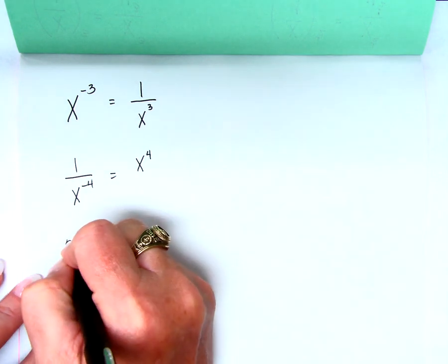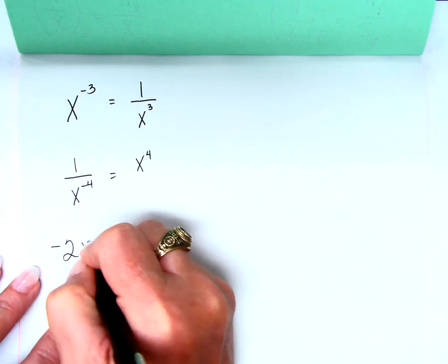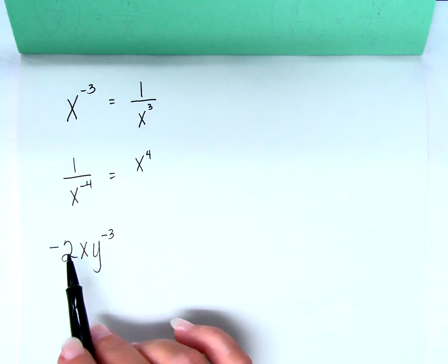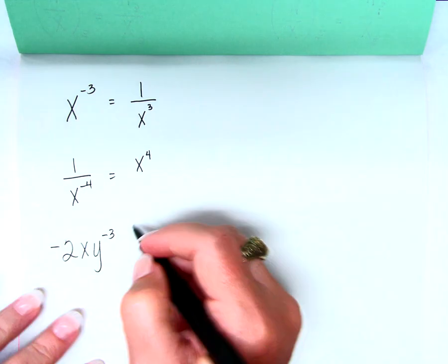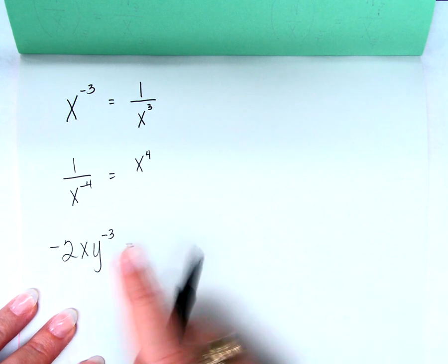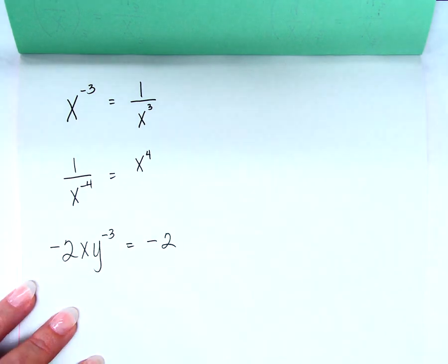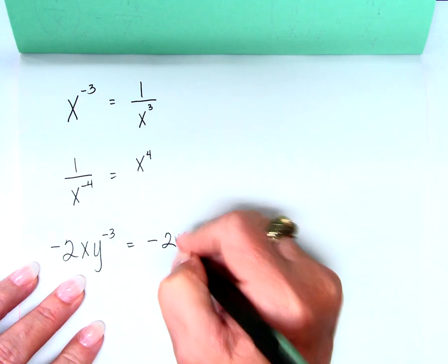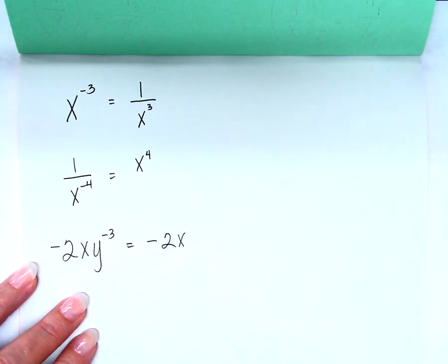So if I have negative 2 x y to the negative 3, let me say this again, negative 2 x y to the negative 3rd, is the negative 2 sad? No. It's just probably grouchy, right? Is the x okay? Yeah, it's where it wants to be. It has a positive exponent. Is the y where it wants to be?